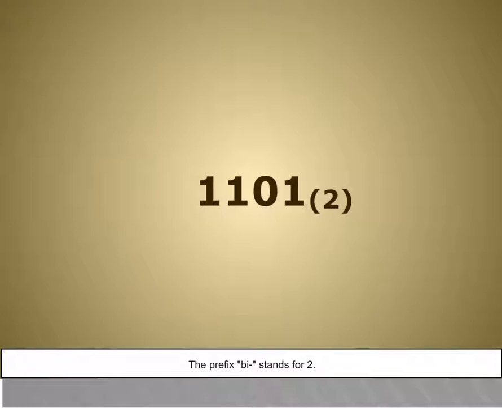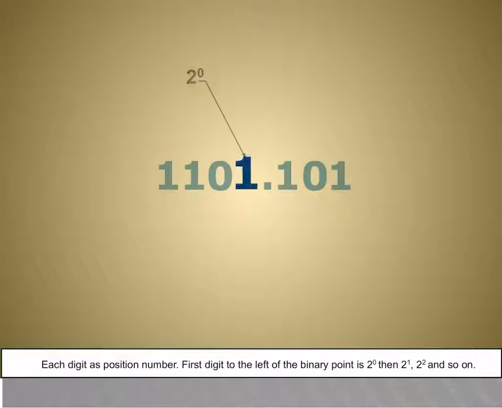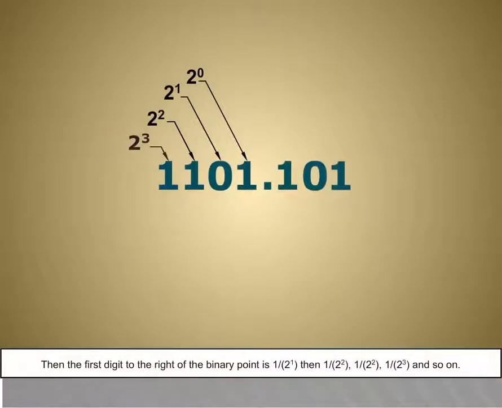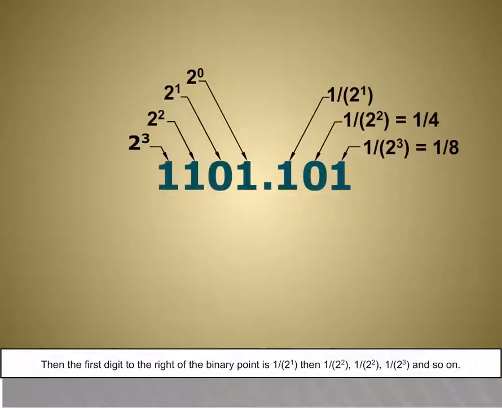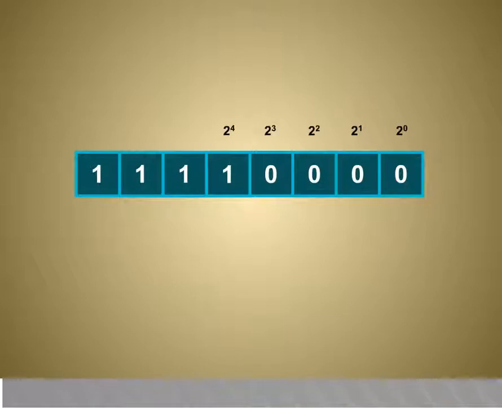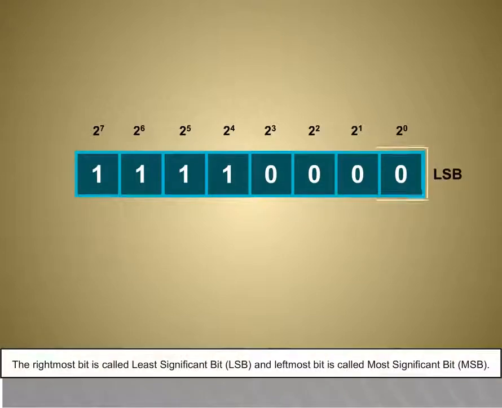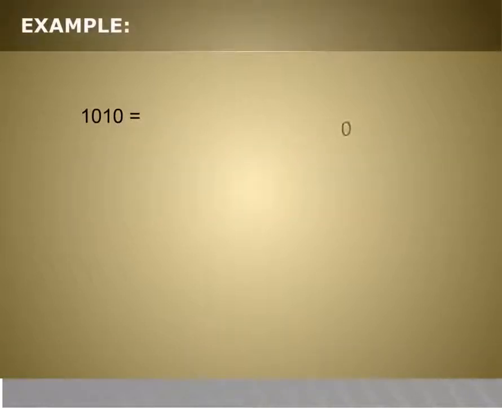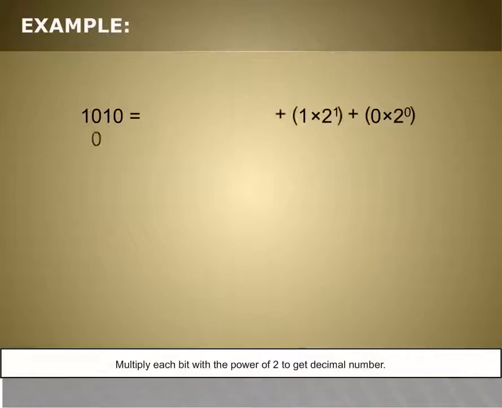The prefix bi stands for 2. Each digit has a position number. The first digit to the left of the binary point is 2 power 0, then 2 power 1, 2 power 2 and so on. Then the first digit to the right of the binary point is 1 by 2 power 1, then 1 by 2 power 2, 1 by 2 power 3, and so on. Rightmost bit is called least significant bit, LSB. And the leftmost bit is called most significant bit, MSB. Multiply each bit with a power of 2 to get decimal number.